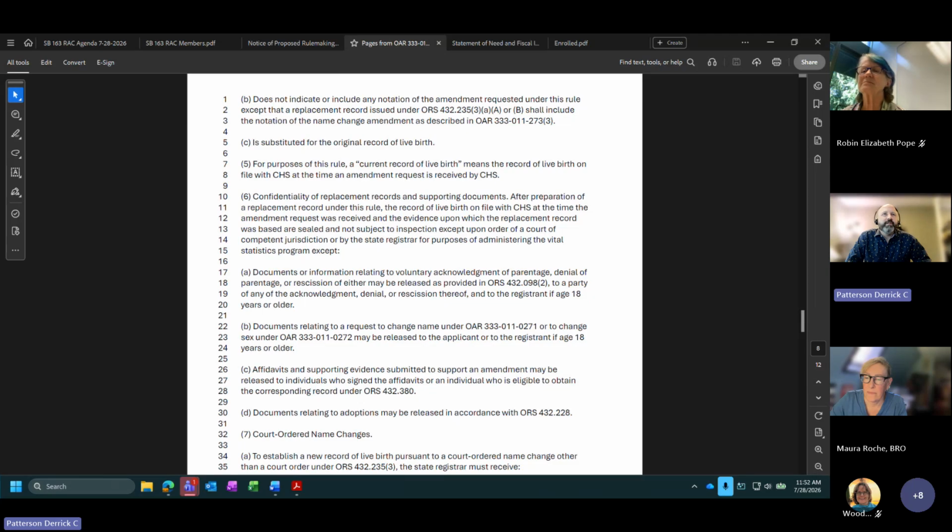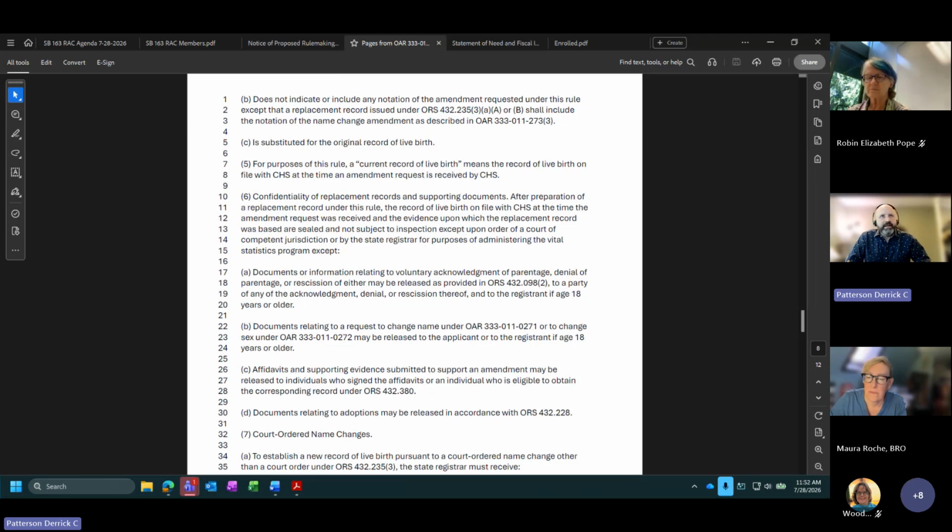After preparation of a replacement record under this rule, the record of live birth on file with CHS at the time the amendment request was received and the evidence upon which the replacement record was based are sealed and not subject to inspection, except upon order of a court of competent jurisdiction or by the state registrar for purposes of administrating the vital statistics program, except A, documents or information related to voluntary acknowledgement of parentage, denial of parentage, or rescission of either may be released as provided in ORS 432.098, Section 2, to a party of any of the acknowledgement, denial, or rescission thereof, and to the registrant if age 18 years or older.